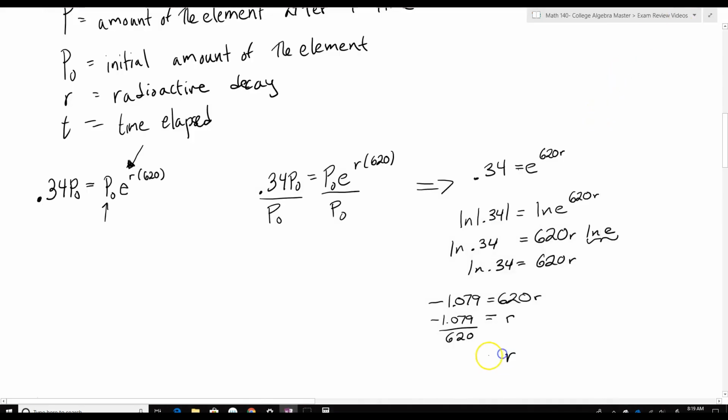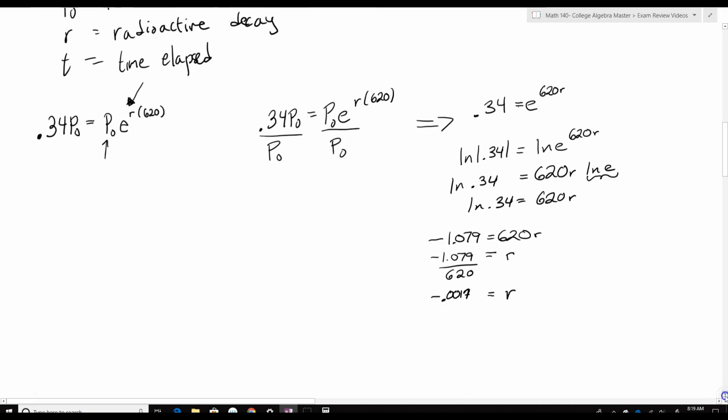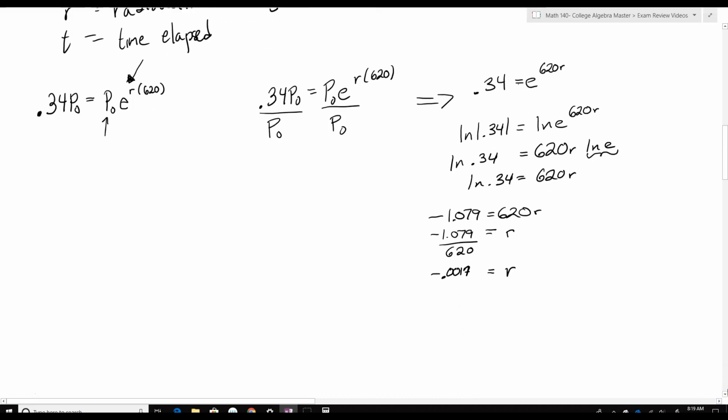So R equals negative 0.0017. Okay. So now I have a model. Okay. So my model is now P, or P of t, equals P naught e to the negative 0.0017 t. Okay, and so that's what it is for this particular radioactive element.